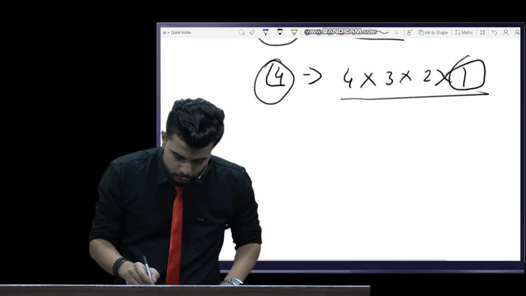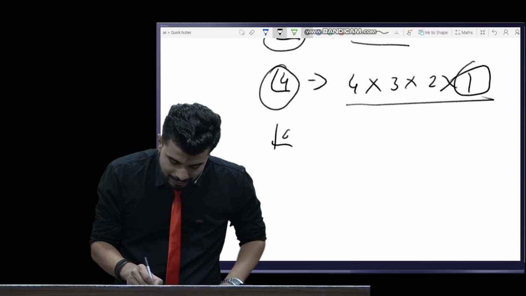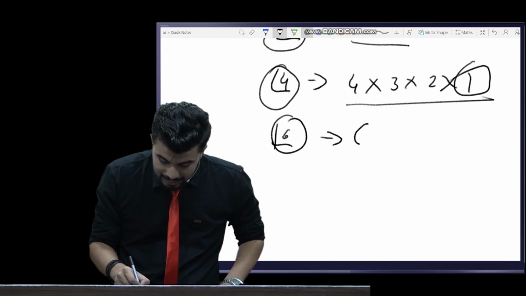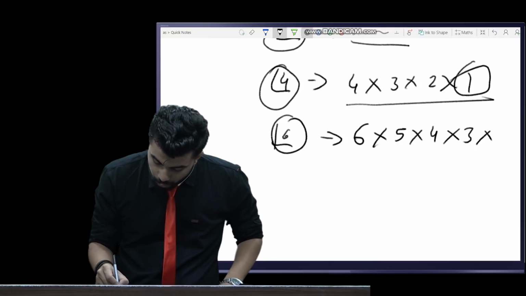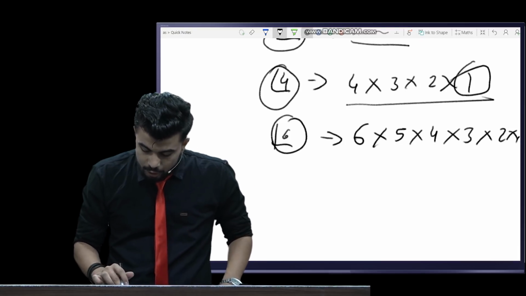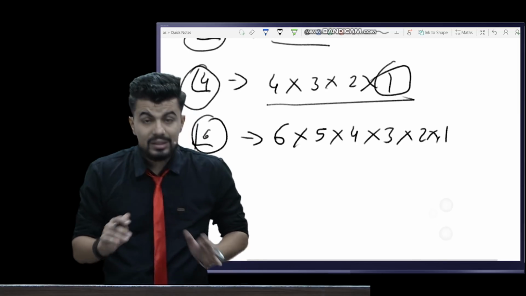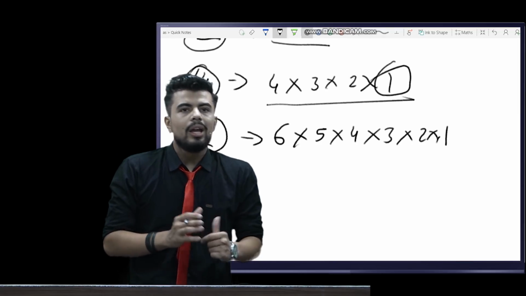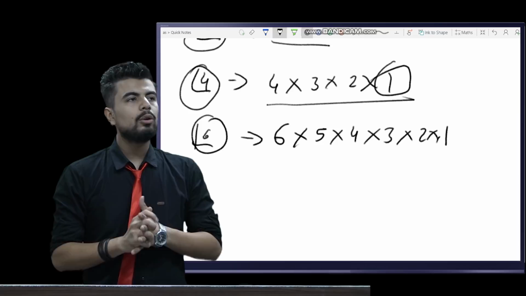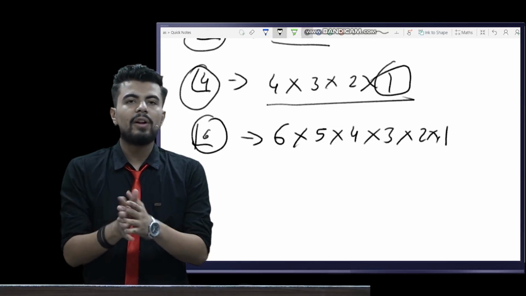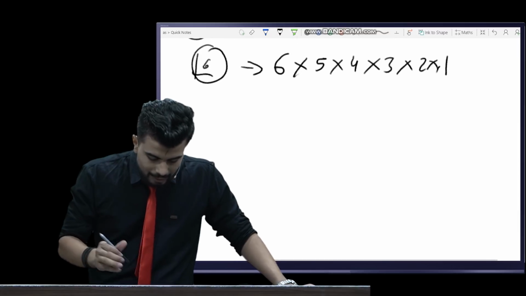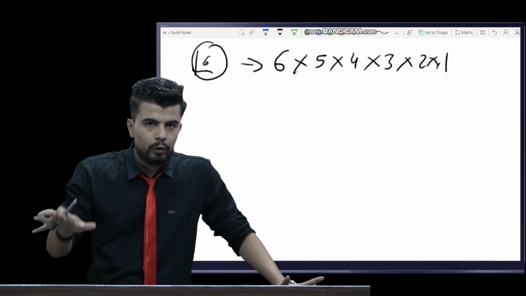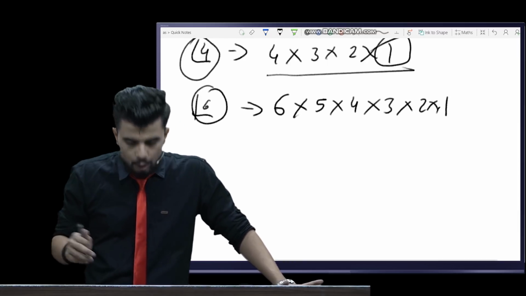And if I write factorial 6, let's suppose factorial 6, what does that mean? 6 into 5 into 4 into 3 into 2 into 1. So this is what defines factorial. You have to learn the value till factorial 8, actually till factorial 10, because it's very easy. You have to write it down. We will write it down in the next part. So this is just the overview of the topic permutation and combination.